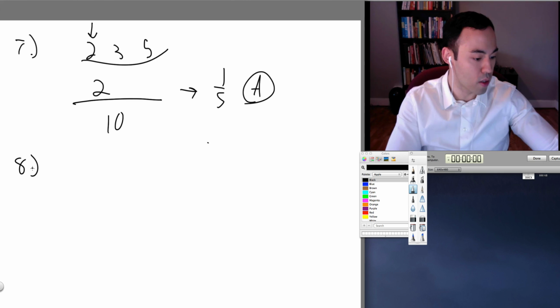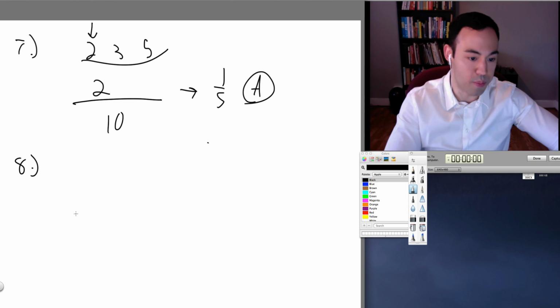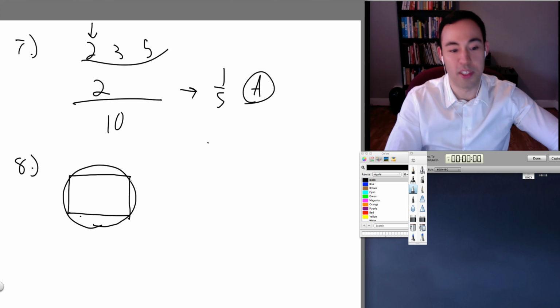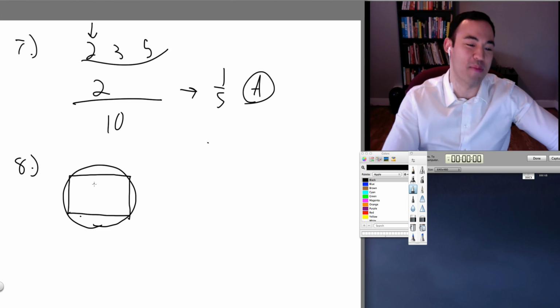Number 8, in the figure above, square RSTU is inscribed in the circle. And what is the degree measure of ST? So here we go, back to some more masterful art. Okay, please pretend that's actually inscribed in the circle.